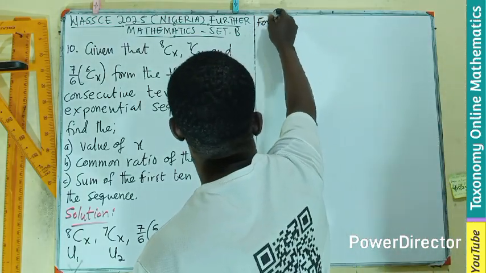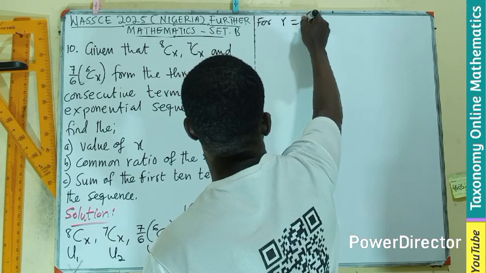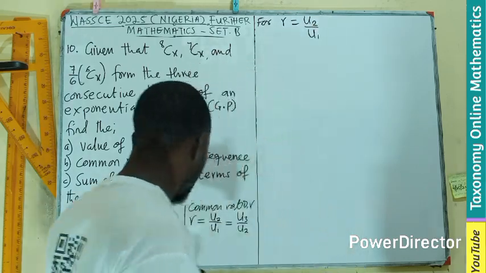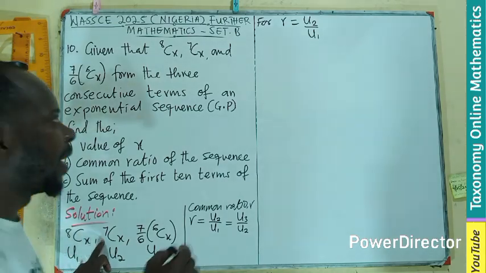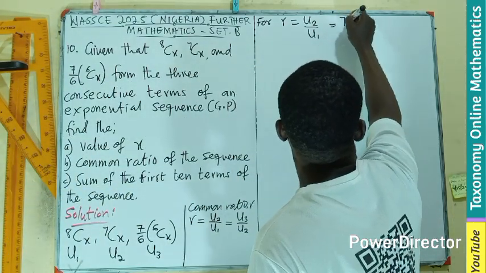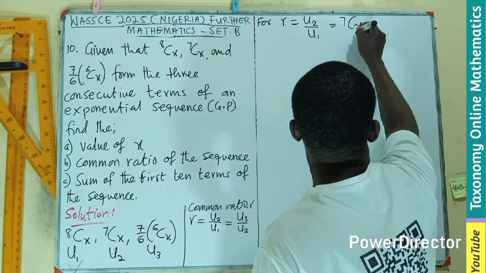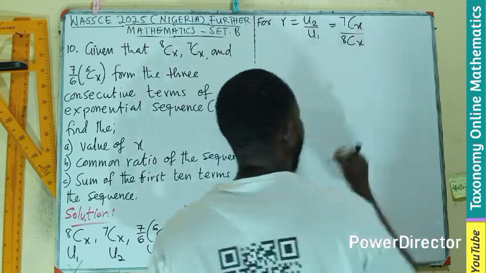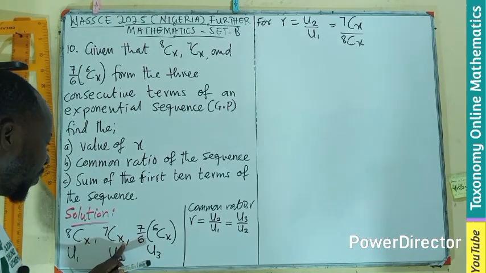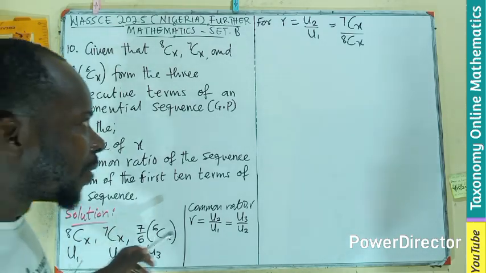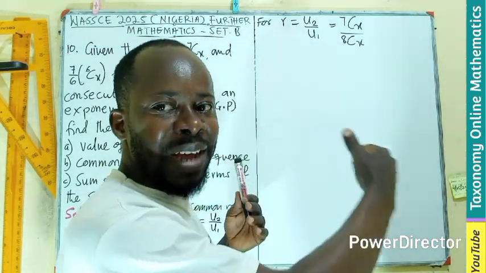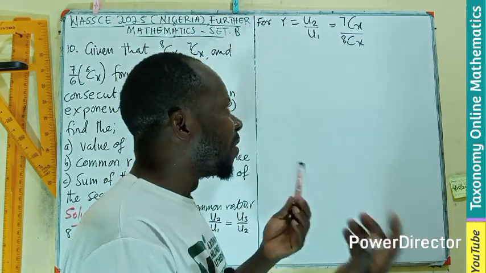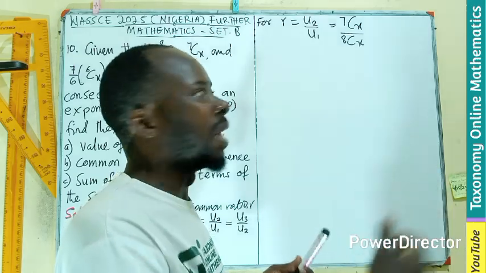So let's pick the first one. So for the fact that I have common ratio equals the second term divided by what? First term. What is my second term? My second term is going to be 7 combination x divided by 8 combination what? x. Second term divided by the first term. Now, we are moving from the sequence into combination. If I have 7 picking x, how do I expand that?